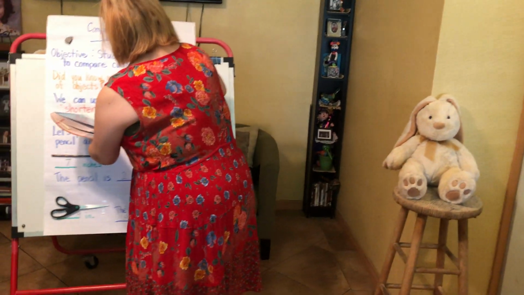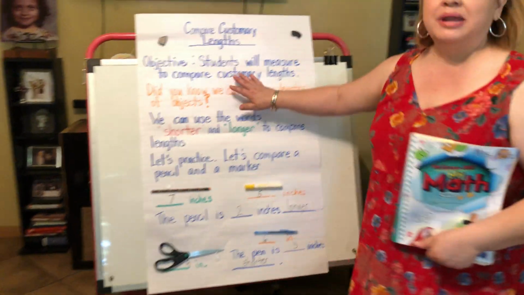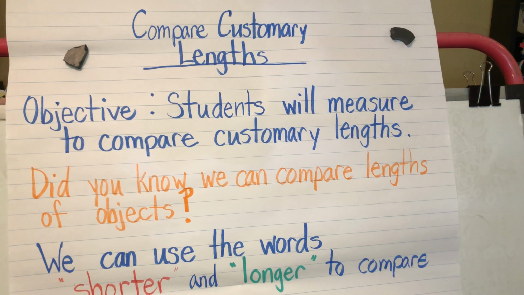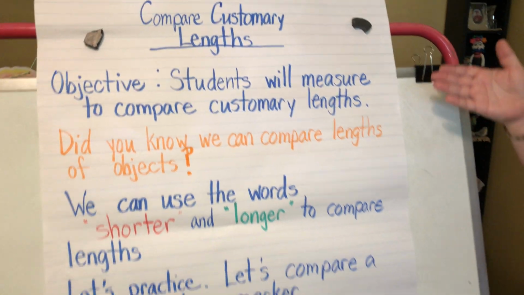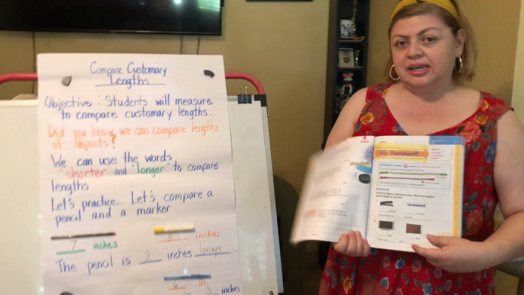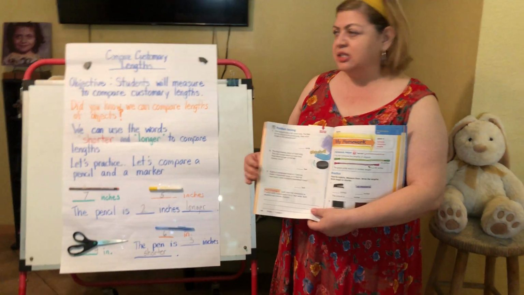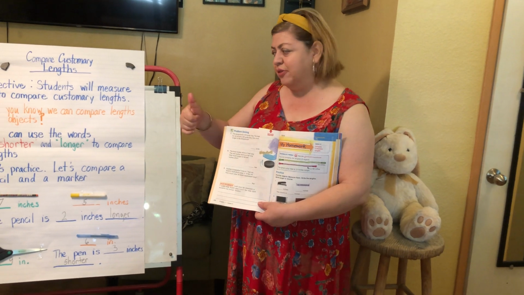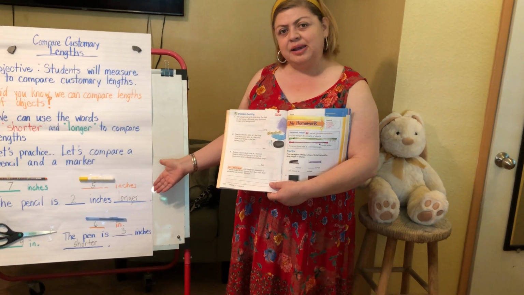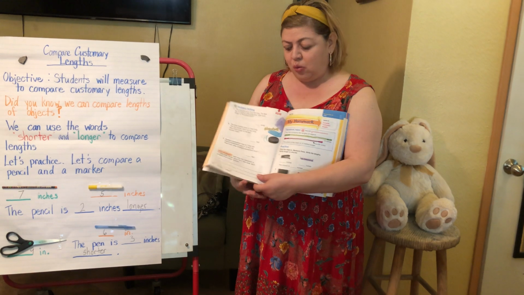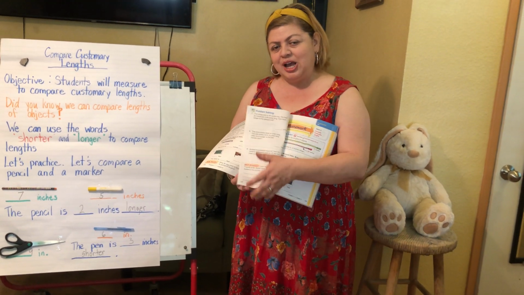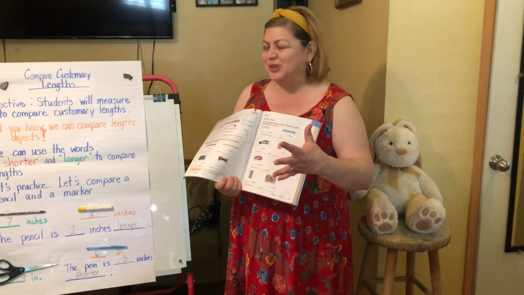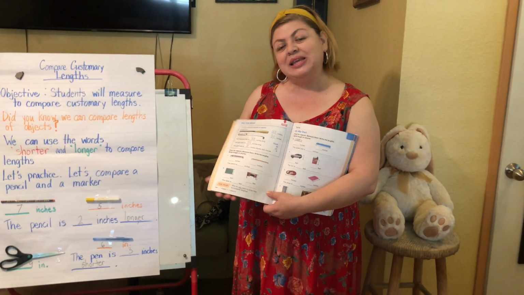Okay. And before we actually finish, I do want to go back and look at our objective. I know sometimes I forget, but I remember today. So our objective, students will measure to compare customary lengths. Now, you haven't done this on your own, but once you get into the book, you will have a chance to practice doing that. But we did it together, and hopefully you feel confident in what you saw me demonstrate, and you could do the same when you practice in your book. So I hope I was helpful in helping you understand how to compare customary lengths.